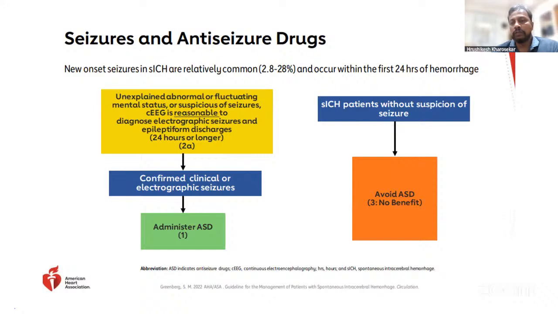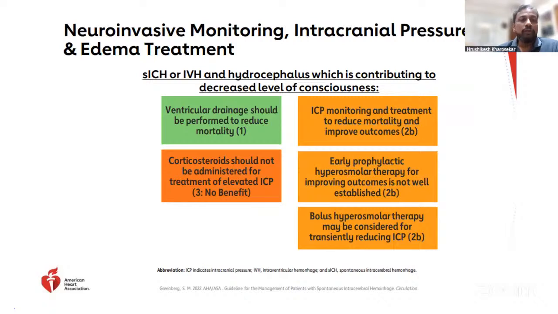Without any suspicion of seizure, they have recommended to avoid the anti-seizure drugs. Coming to neuroinvasive monitoring and intracranial pressure and edema treatment, they have recommended ventricular drainage should be performed to reduce the mortality. Corticosteroids should not be administered for treatment of raised ICP. That's what they have recommended. ICP monitoring and treatment definitely reduces the mortality and improves the outcome. They have a class 2 evidence for that.